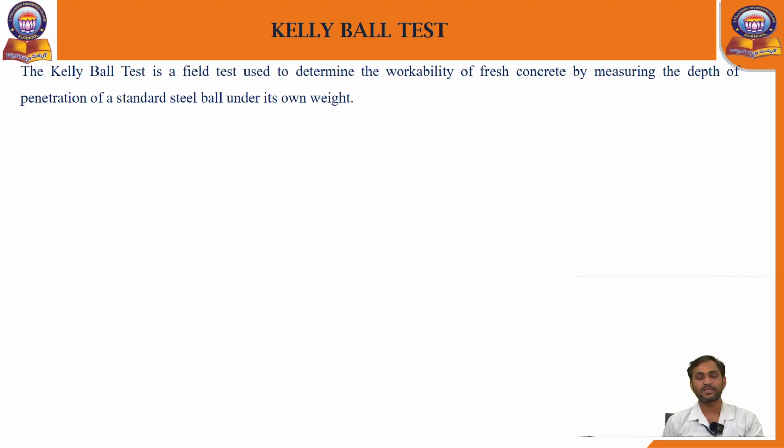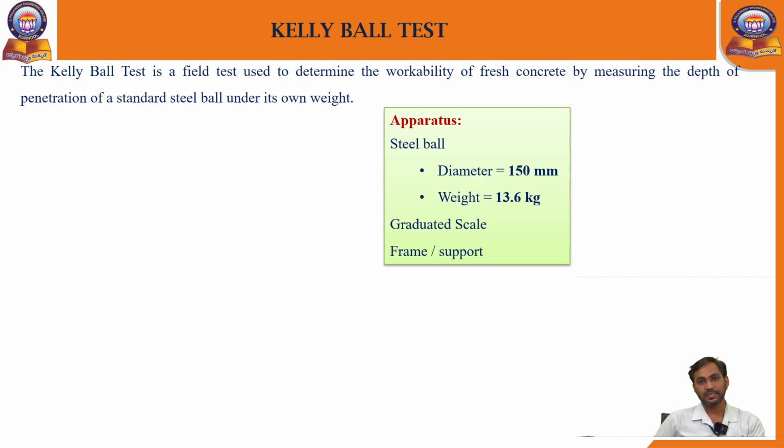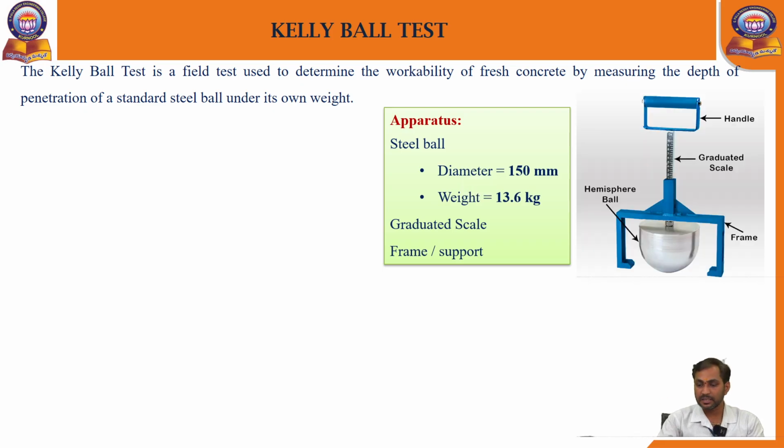Next, the Kelly ball test. The Kelly ball test is a field test used to determine the workability of fresh concrete by measuring the depth of penetration of a standard steel ball under its own weight. What apparatus do we need? This is the Kelly ball apparatus. A handle is provided, a graduated scale, two frame arms, and a steel ball, a very solid hemisphere. The diameter of the steel ball is 150 mm and its weight is 13.6 kg.